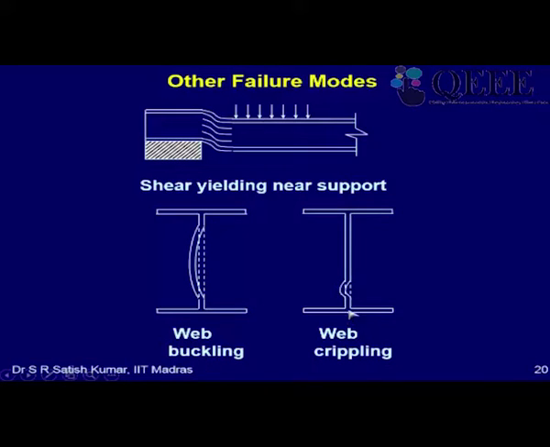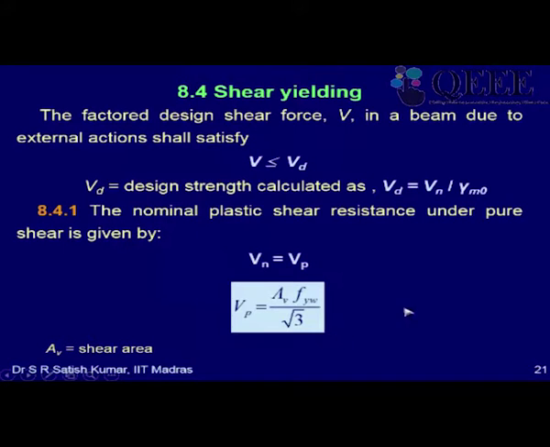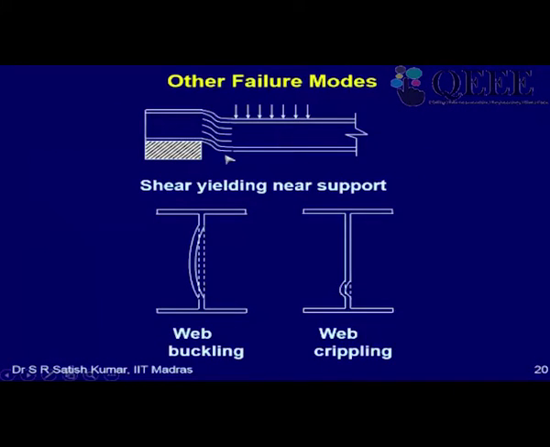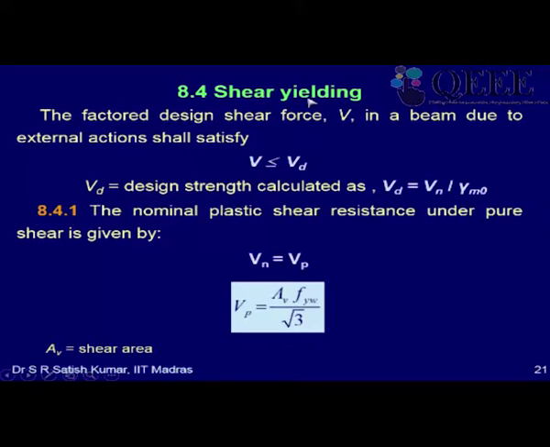And in some cases, due to the point loads, there will be stress concentration just above the flange web junction, and that could cause web crippling. So these two again we have to check how to do. So code gives us guidelines for this. The first one, shear yielding, this one is given in section 8.4.